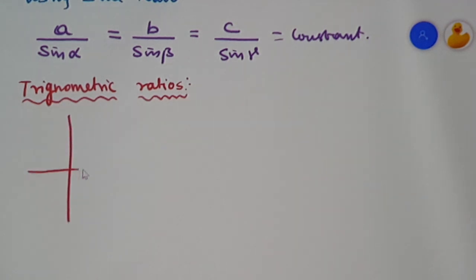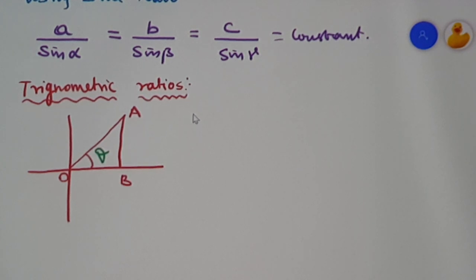So I am considering two axes x and y. From this position of origin O, I am drawing a line which is inclined to the base, and let us consider this angle as theta. Drop a perpendicular from this point. Let us take this point as A and this point as B.